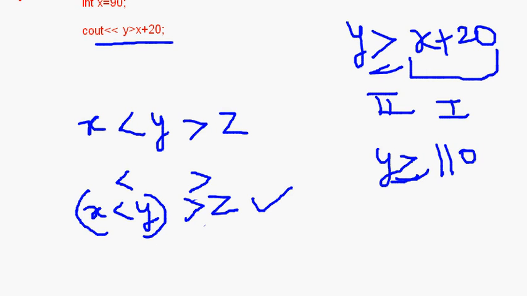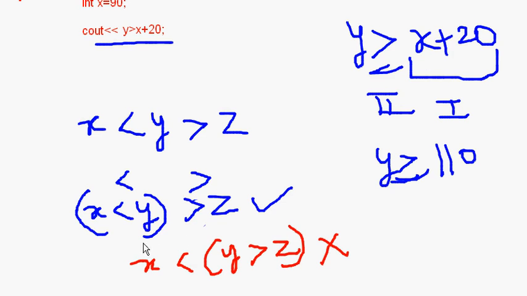If you do it like this, x less than y greater than z, this is wrong, because the associativity is left to right. This thing has to be evaluated first, and then only this thing can be evaluated, right? So this you should remember here.